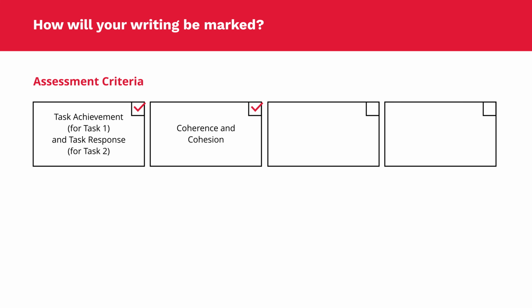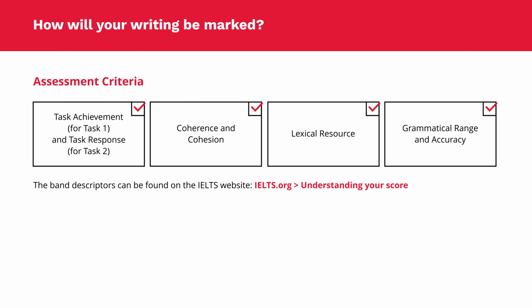The third criterion is lexical resource. This assesses the range of vocabulary you use, how accurate it is, and how appropriate it is for the task or topic in question. Finally, there's grammatical range and accuracy. This assesses the range and appropriacy of grammar you use, and the accuracy of your sentences. The band descriptors can be found on the IELTS website.